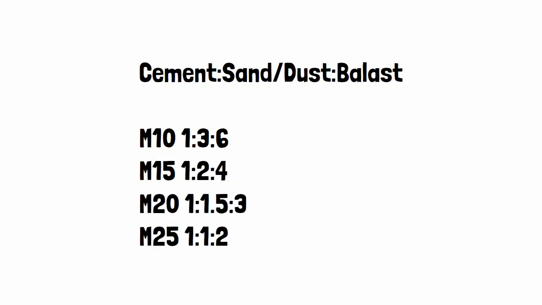M10 has a ratio of 1 to 3 to 6. M15 has 1 to 2 to 4. M20 has 1 to 1.5 to 3. And M25, that is class 25, has a ratio of 1 to 1 to 2. The ratio means in every 1 bag of cement, there is 1 bag of sand and 2 bags of ballast.